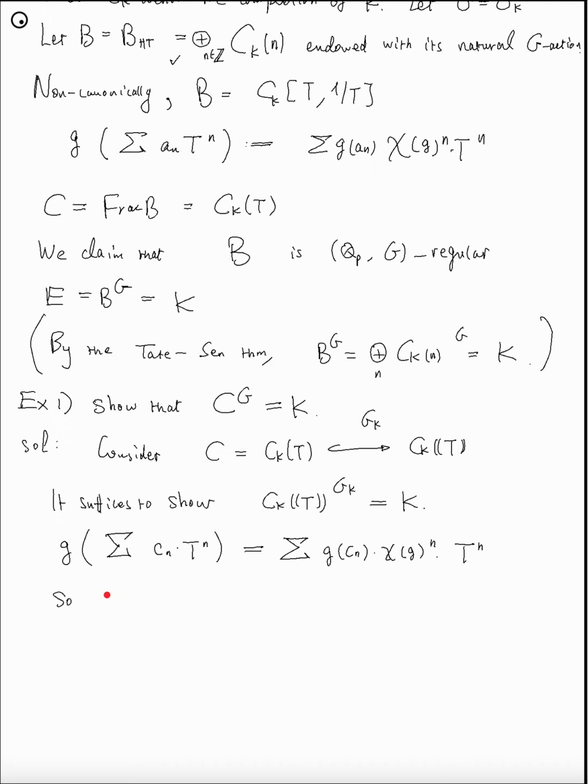So this fixed by G condition is equivalent to telling you that g(c_n) must equal c_n for any n in Z. In other words, the c_n is in this C_K fixed by J, which is K.